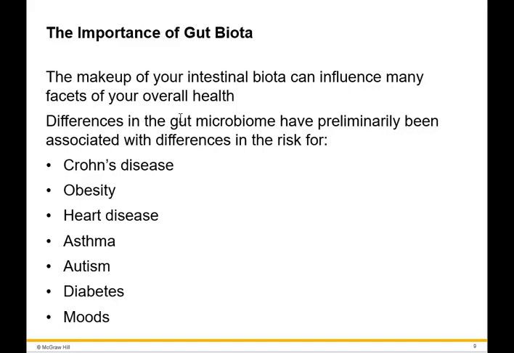So, the importance of gut microbiota: we have found there's a lot of differences in people who have Crohn's disease, obesity, heart disease, autism, asthma, diabetes, mood. The type of microbes in the gut in people with these different diseases is significantly different. Whether that is a cause or not, all we can say really is that they're associated with the differences in the disease and risk factors for those diseases.